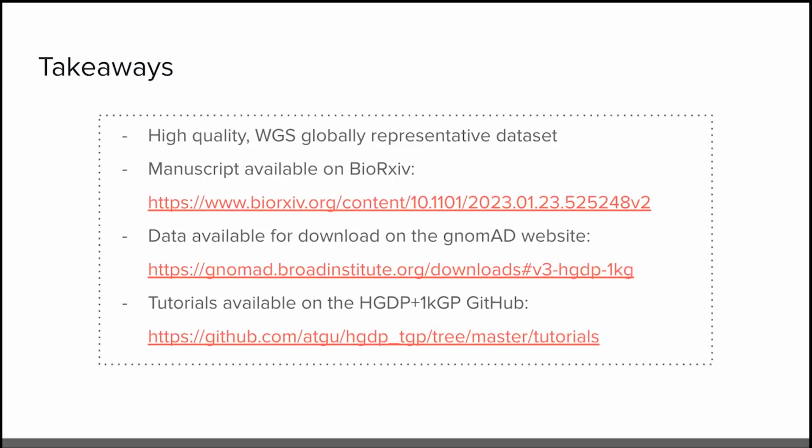And so in summary, this resource of HGDP and 1,000 Genomes is a diverse data set with publicly available individual level whole genome sequencing data. It's currently available for download on the gnomAD website, and our code as well as the tutorials that we walked through today are all available on GitHub.